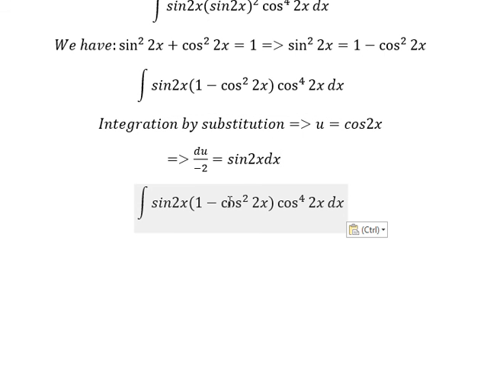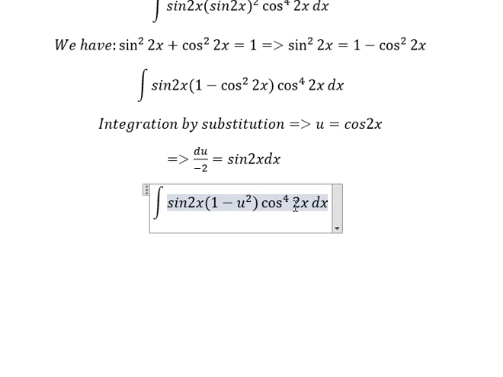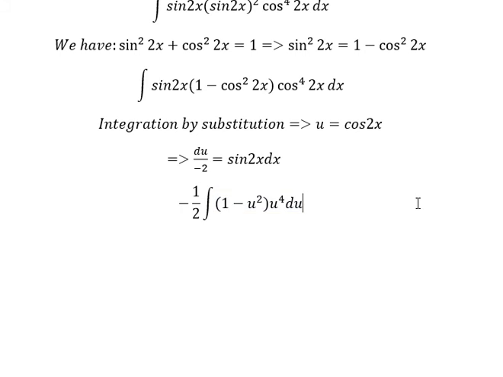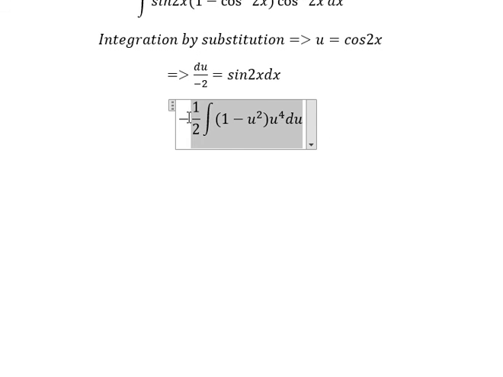Now we have cosine 2x, we change it to u. So you get u squared, and this one is u to the power of 4. Sine 2x dx, we change to du over negative 2. And now we can find the final answer.